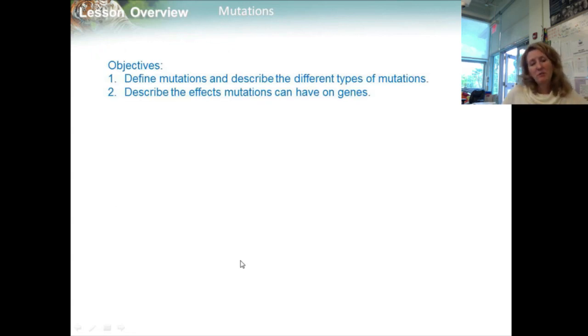Our objectives were 1, to define mutations and describe the different types of mutations, and 2, describe the effects mutations can have on genes. Our goal was to explain how mutations in DNA sequence may or may not result in phenotypic changes, and explain how mutations in gametes may result in phenotypic changes in offspring. So both those objectives helped to support our goal.